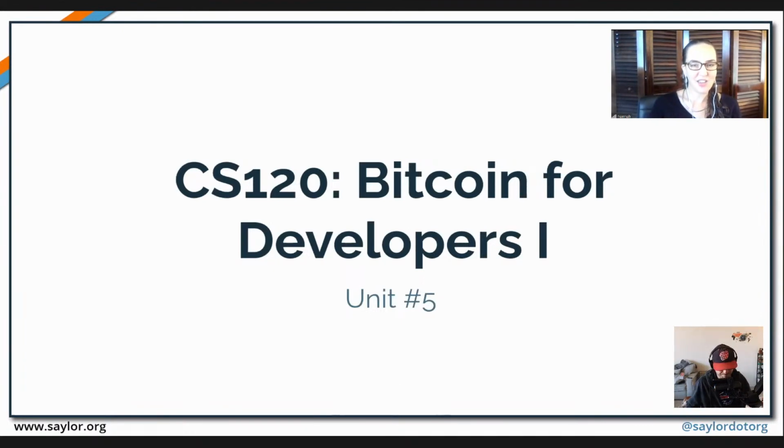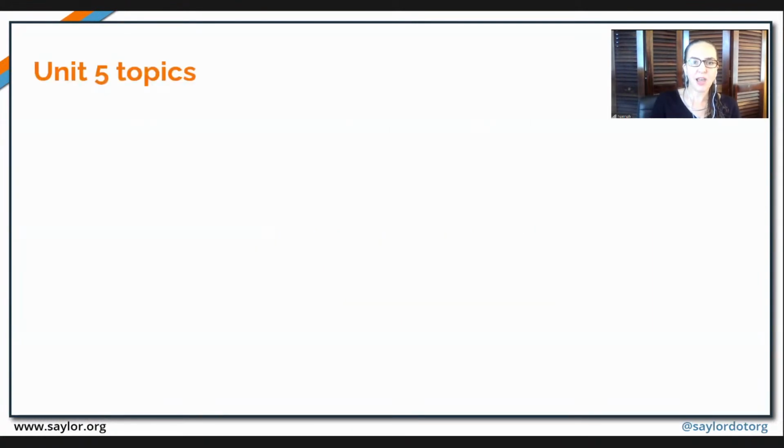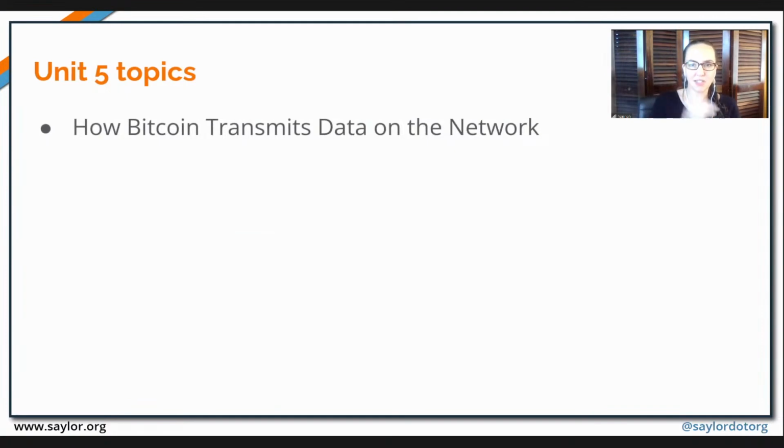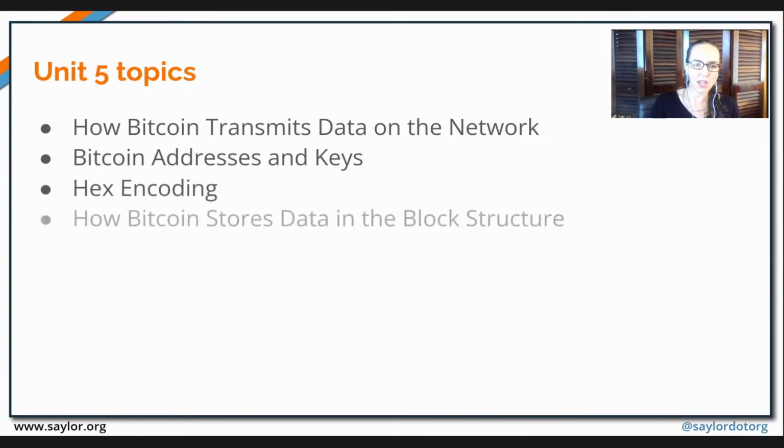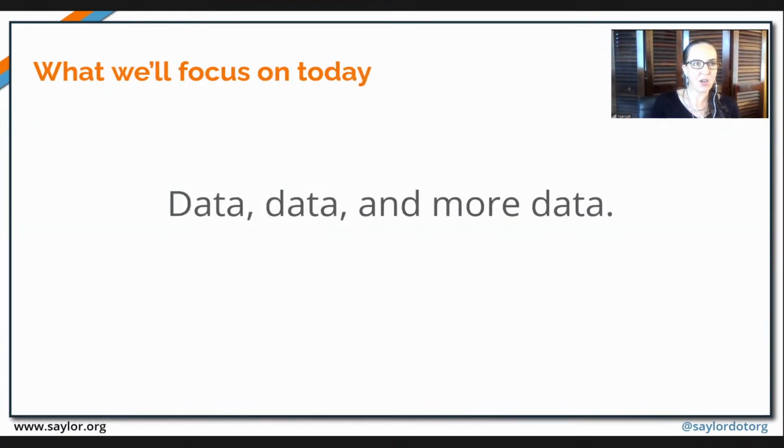All right. Thank you very much, Mike, and welcome everyone. We are going through Unit 5 today, so we'll get right into it. The topics, because again, as Mike said, this is a supplement to the course. So the topics that were covered in Unit 5 of the course are how Bitcoin transmits data on the network, how Bitcoin addresses and keys, and hex encoding, and how Bitcoin stores data in the block structure. All right, so basically all about data, and that's what we're going to be talking about today.